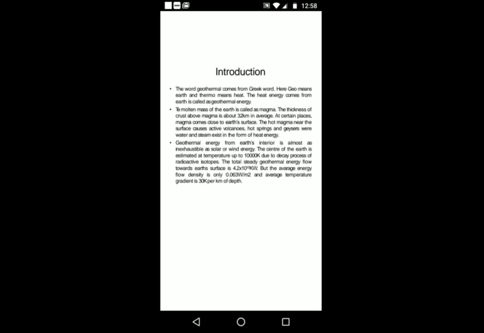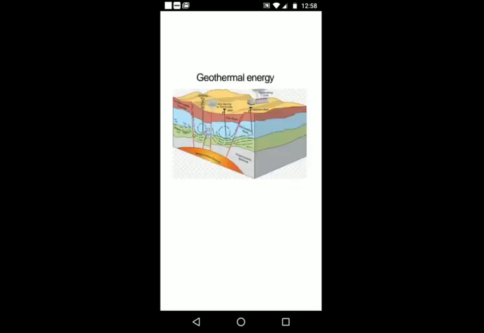Geothermal energy from the earth's interior is almost as inexhaustible as solar or wind energy. The center of the earth is estimated to be at a temperature of up to 10,000 kelvin due to the decay process of radioactive elements. This is the geothermal energy. So these are the main things. Here there is the magma, which is the source of the heat.